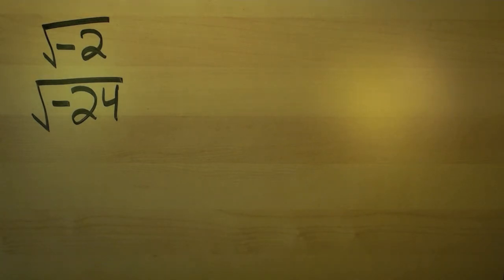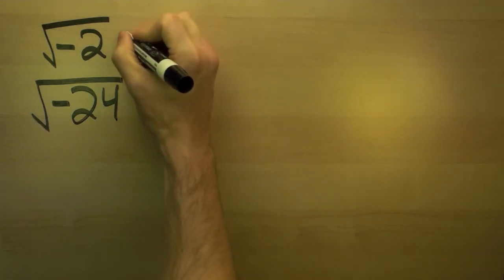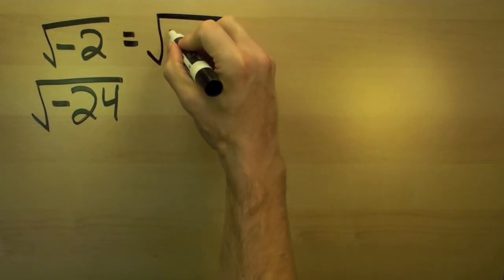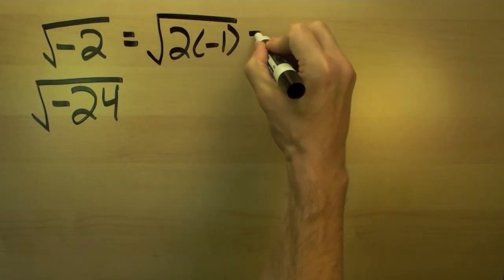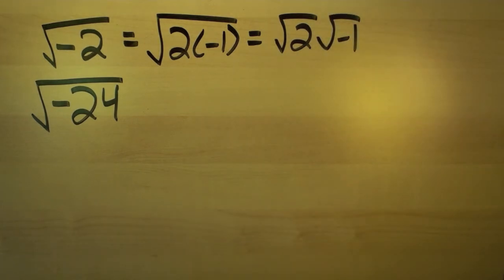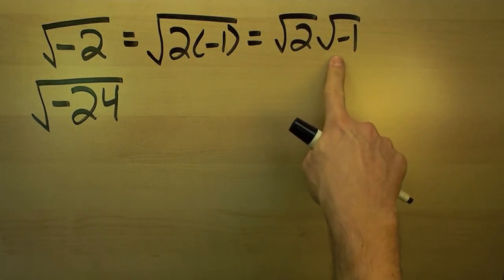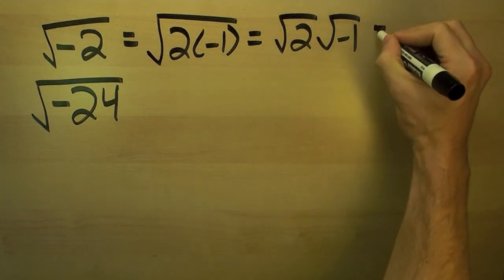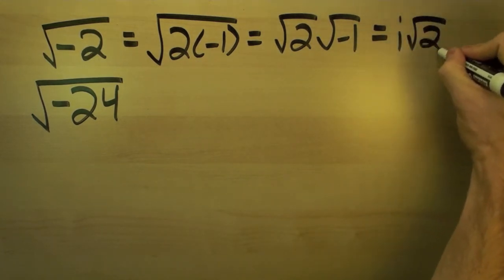Sometimes our examples are not going to work out quite as cleanly as the two we just looked at. In this case, if we break up the square root of -2 and write it as the square root of 2 times -1, we get the square root of 2 times the square root of -1, and the square root of -1 is i, but there's really no simplifying we can do with the square root of 2. So we would write this as i times the square root of 2.